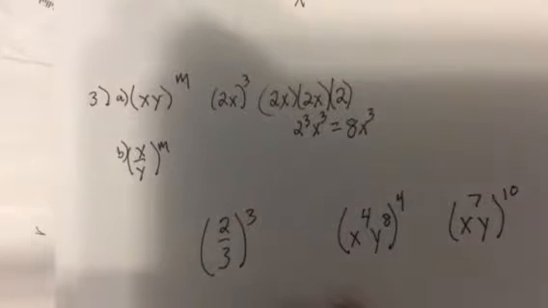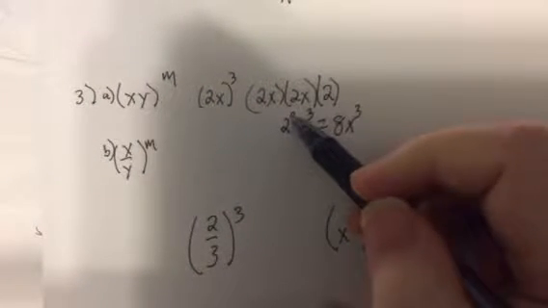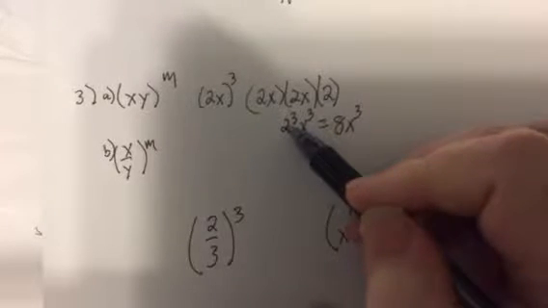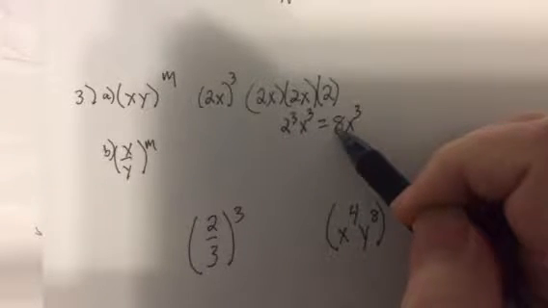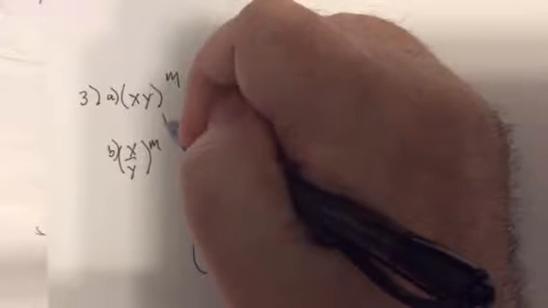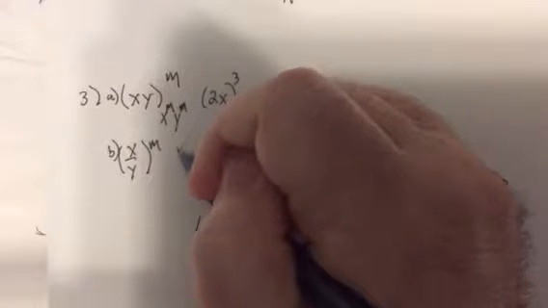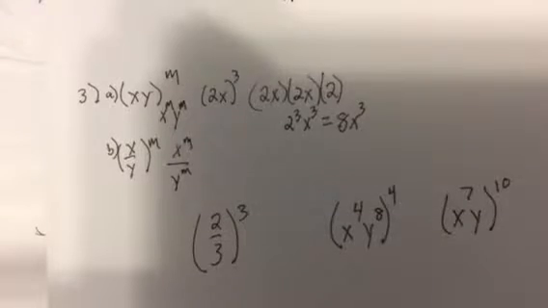3 2's multiplied together. Actually, that's one of the big mistakes in math. Most people do 2 cubed is 6 because they see the 2 and the 3, but no, 2 times 2 is 4, and 4 times 2 is 8. So I think you can see the rule is when you have a product, you just raise both. And when you have a fraction, again, just raise both. So it'd be x to the m over y to the m.